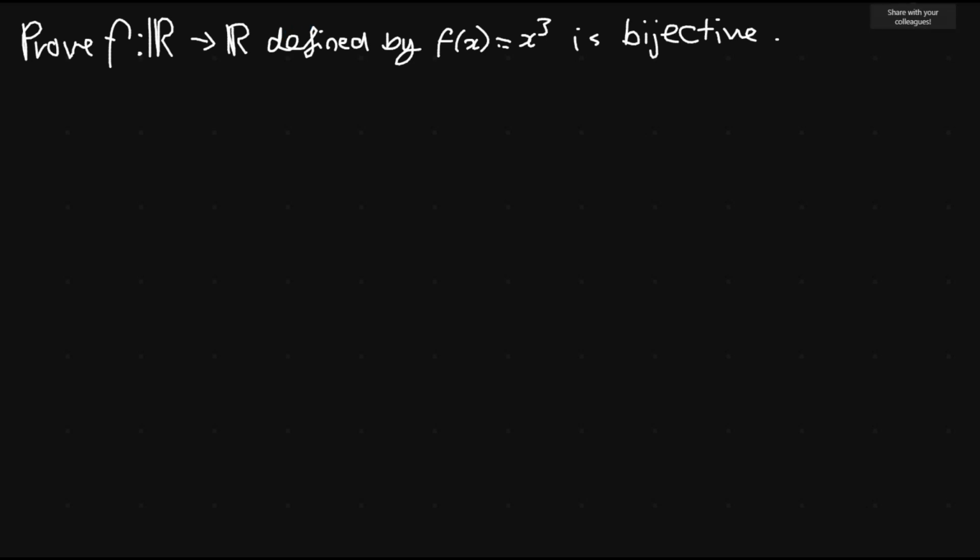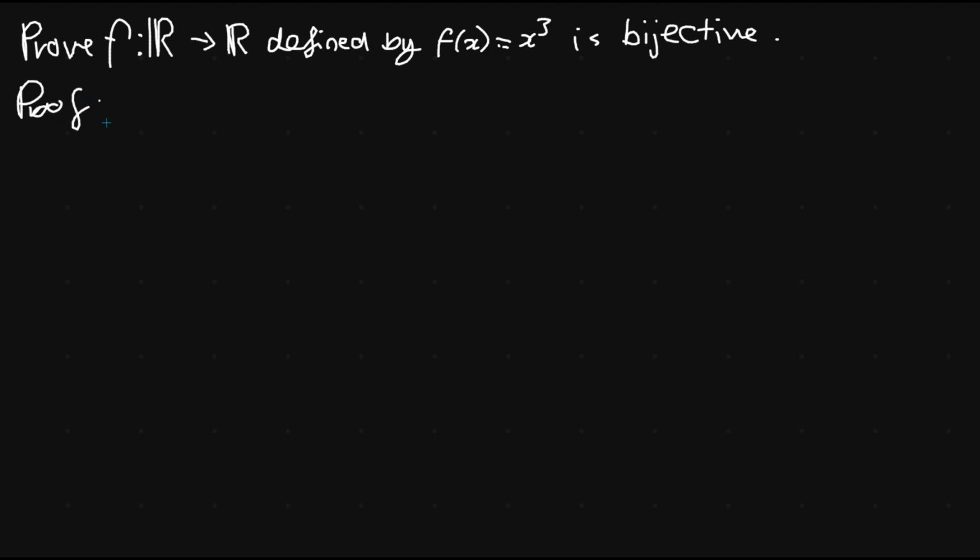Hello everybody, today we're going to be proving that the function going from the real numbers to the real numbers defined by f of x equals x cubed is bijective. By the way, bijective means it's both surjective and injective. Okay, so let's get straight into this proof.